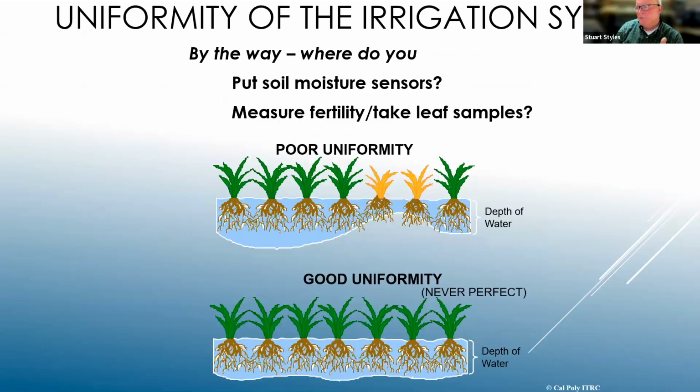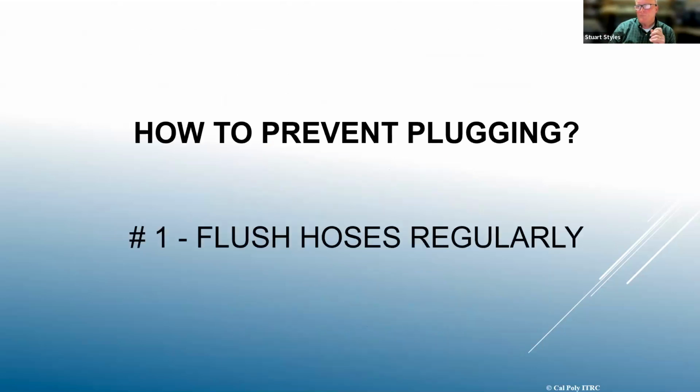So if you do have really poor uniformity and you're dealing with this out in your system, you have to keep in mind that it's a challenge if you're putting soil moisture sensors in. Where do you put them? Do you put them in the dry area, or do you put them in the wet area, or do you find some average place in between? It becomes a real challenge out there. The other thing is with your fertility or your leaf samples that you're taking out there.